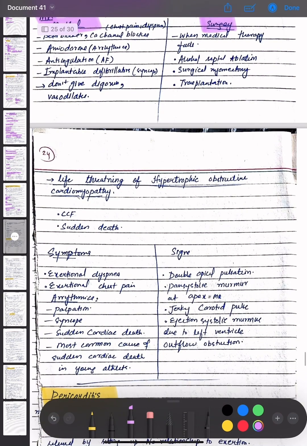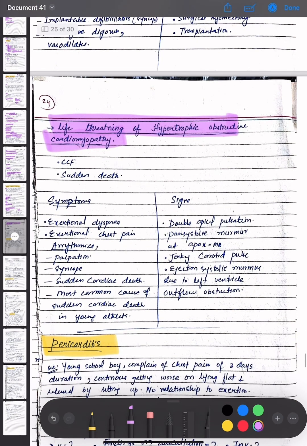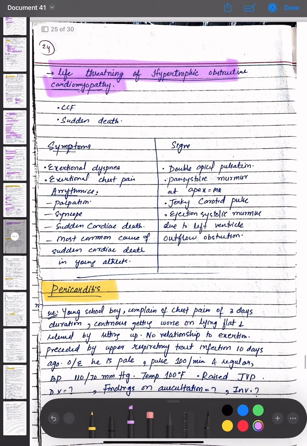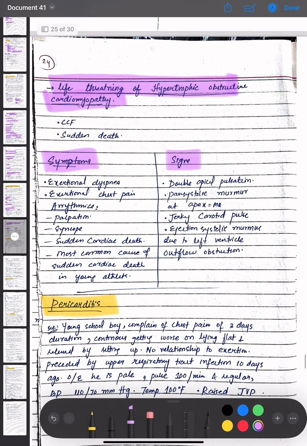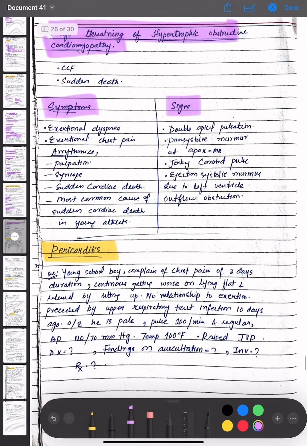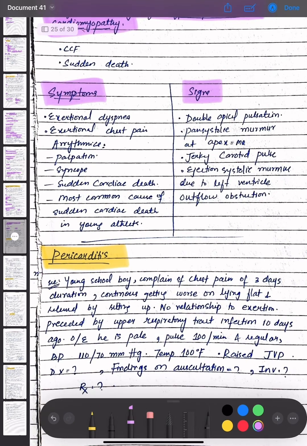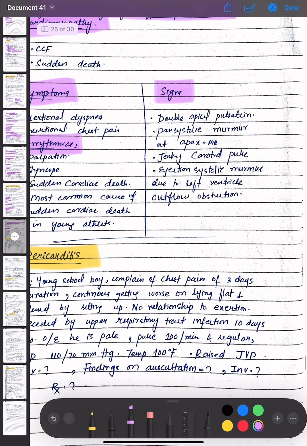The life-threatening complication of hypertrophic obstructive cardiomyopathy can occur, and it leads to congestive cardiac failure and sudden death. The symptoms and signs of hypertrophic cardiomyopathy are exertional dyspnea, exertional chest pain, and arrhythmias, that is palpitation, syncope, and sudden cardiac death, the most common cause of sudden cardiac death in young athletes. The signs are double apical pulsation, pan-systolic murmur at the apex, that is mitral regurgitation, jerky carotid pulse, and ejection systolic murmur due to left ventricular outflow obstruction.